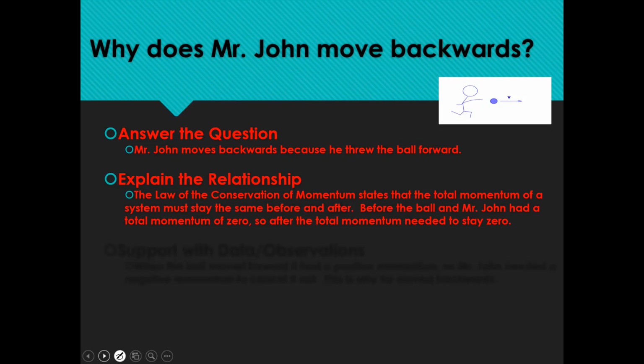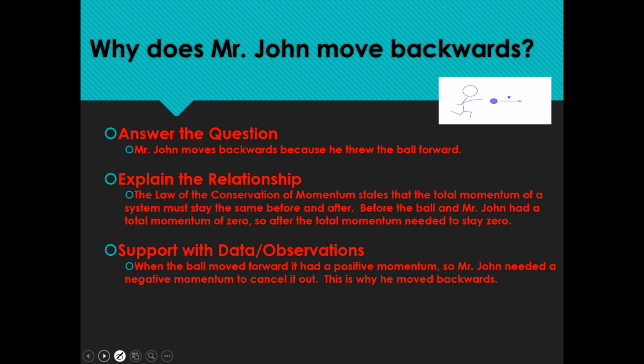So before the collision, the momentum of the ball and Mr. John is 0. And since we have the conservation of momentum, the total momentum after the collision must be 0. How can it be 0? By moving the ball forward and letting Mr. John move backward. Like 5 and -5 will give 0. Is it clear? Yes, teacher.